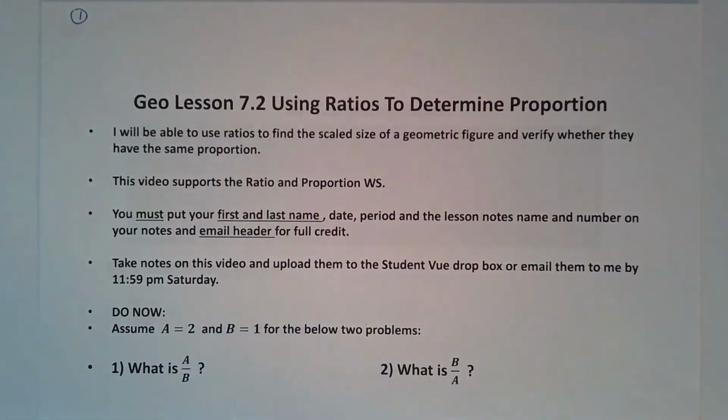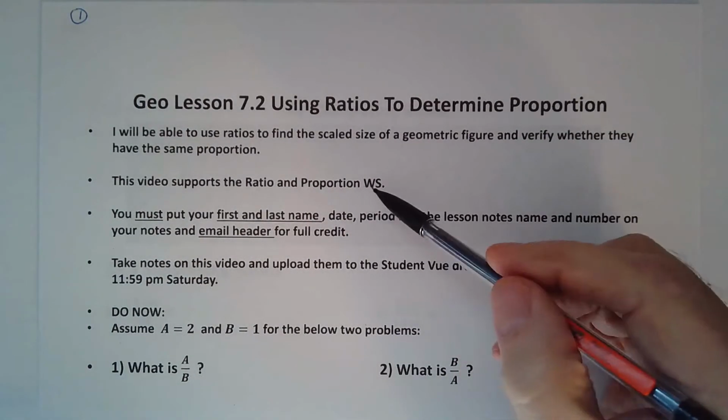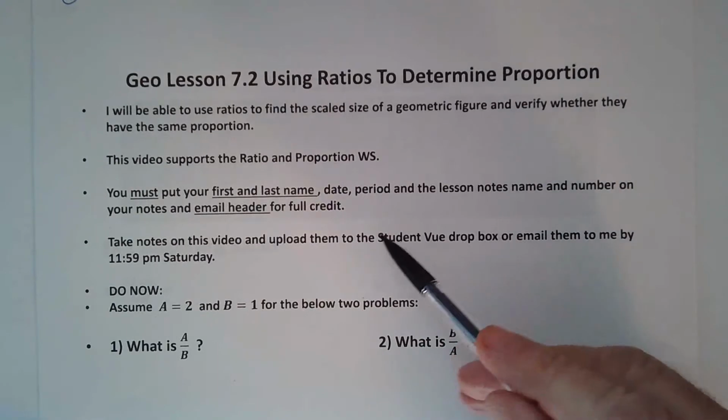And so what are you going to be able to do? You're going to be able to use ratios to find the scaled value or the scaled size of a geometric figure and verify whether or not those have the same proportion. Okay? All right. And this video is going to support the rate and proportion worksheet that I have assigned to you separately in Clever.